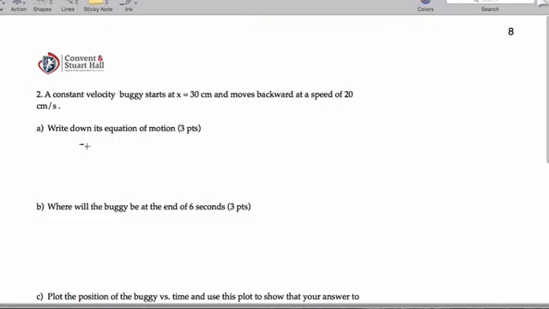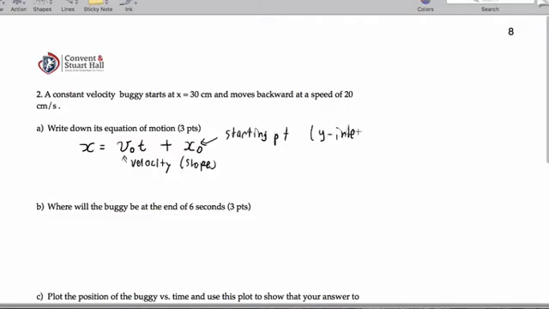So if we remember, in general, for an object moving at constant velocity, this is the equation. And let's remember that this is the velocity, which is in fact the slope. And this is the starting point, which is in fact the y-intercept.